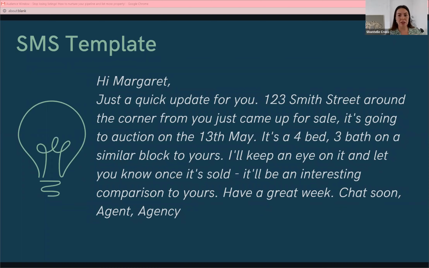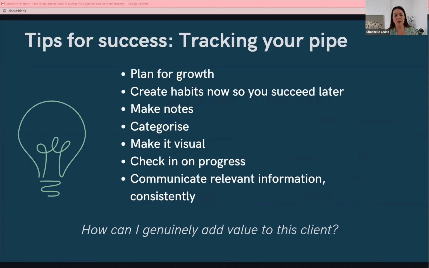It's interesting to them when it's relevant, so make sure it's relevant. All right. Tips for success. Really important: tracking your pipeline. So we want to plan for growth.